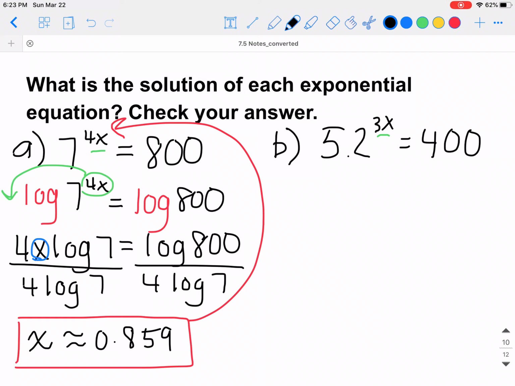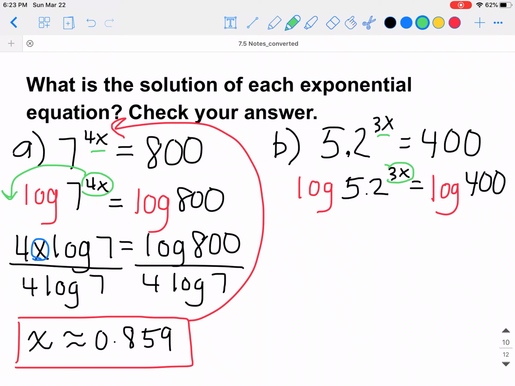For our second example, we have 5.2 raised to the 3x power equals 400. This is a decimal here, don't forget. So to solve, we have different bases. We're going to add log to both of these terms. So log of 5.2 raised to the 3x power equals log of 400.